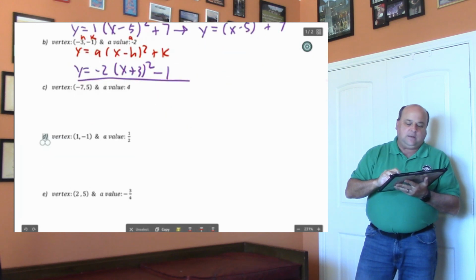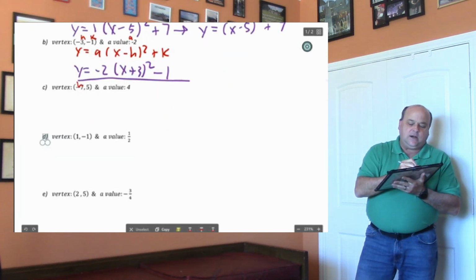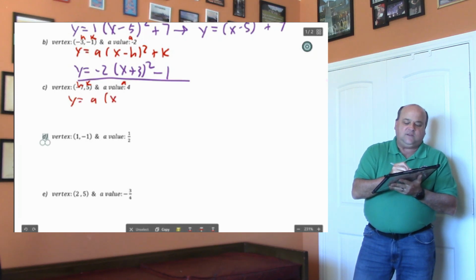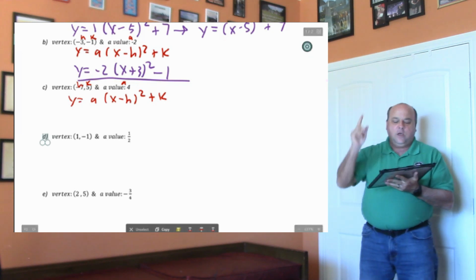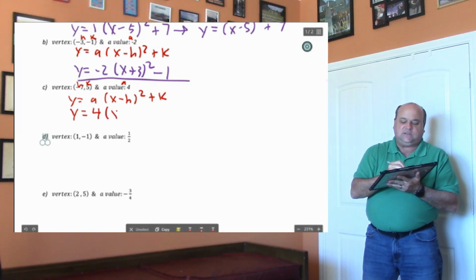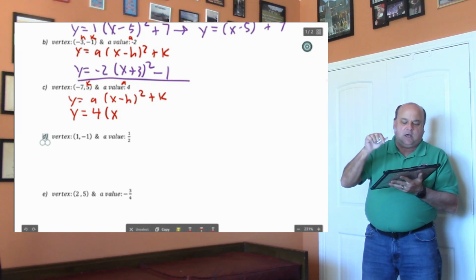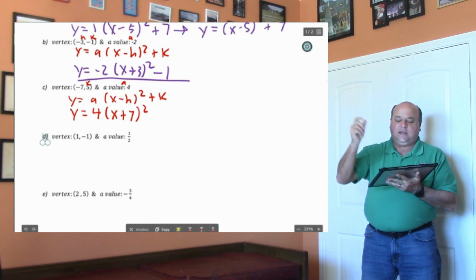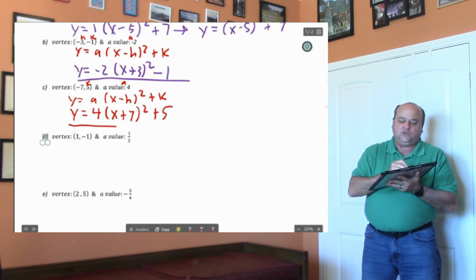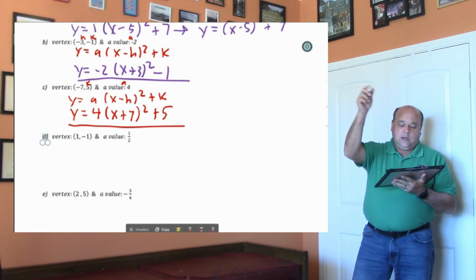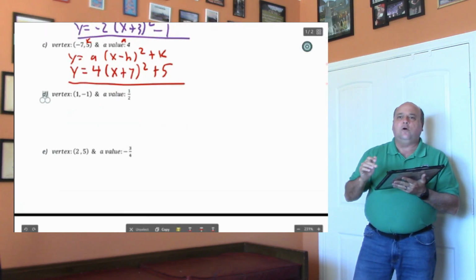Let's go to number C. Okay, same thing, write down h, k, and a. Write down y equals a parentheses x minus h squared plus k. Just keep writing that down. Okay, you're going to write down y equals, the a is 4, parentheses x, the opposite of negative 7 is positive 7, squared, and then k is plus 5. This would be the equation in vertex form. Keep going. This is not hard, is it?